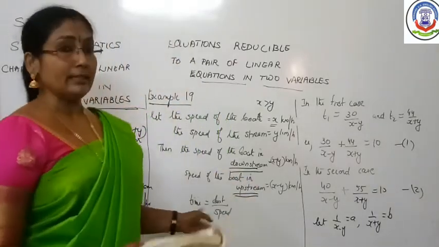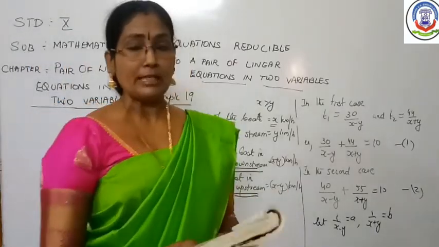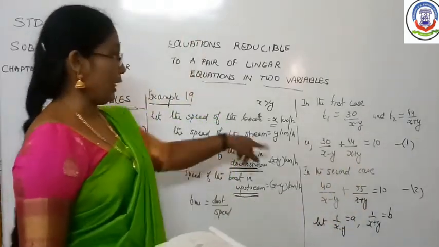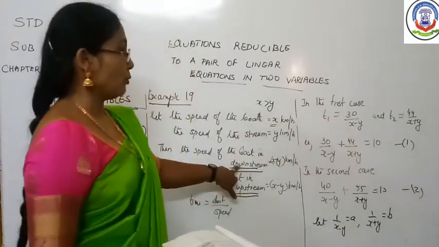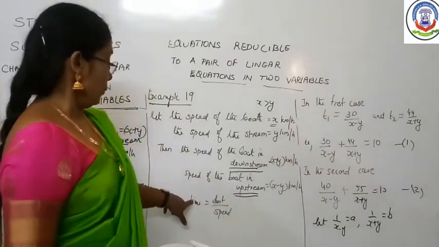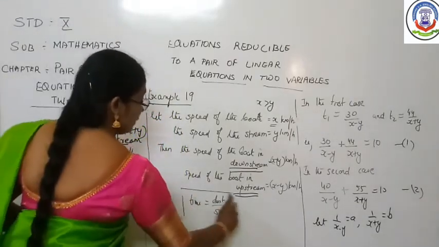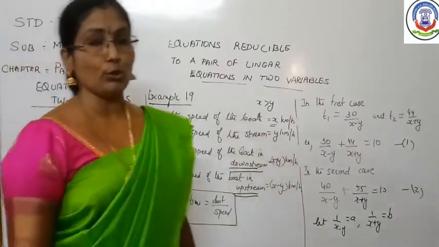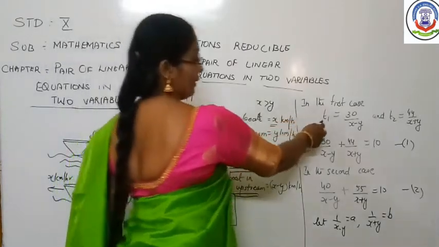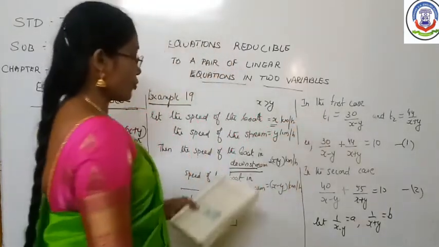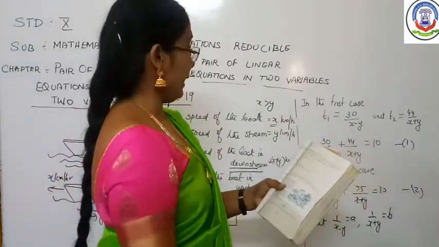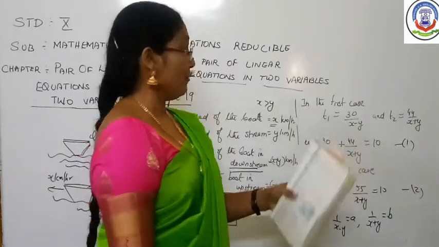Now, next, some timing is given. What is the time? In 10 hours, the boat goes 44 kilometer downstream and 30 kilometer upstream. That is the question. You have already learned this formula. What is that? Time is equal to distance upon speed. So in the first case, T1, that means the time taken for the upstream, is 30 kilometer upstream and 44 kilometer downstream.